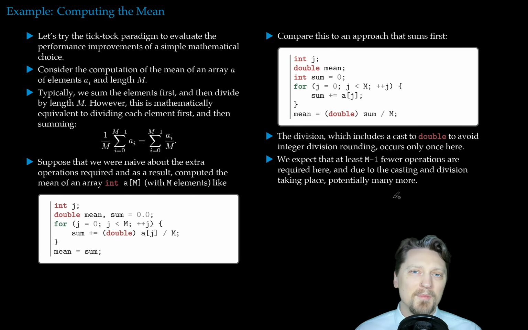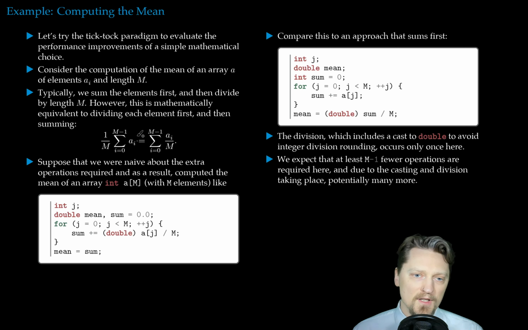Example, computing the mean. Let's try the tick-tock paradigm to evaluate the performance improvements of a simple mathematical choice. Consider the computation of the mean of an array A of elements A_i and length m. Typically, we sum the elements first and then divide by length m. However, this is mathematically equivalent to dividing each element first and then summing.